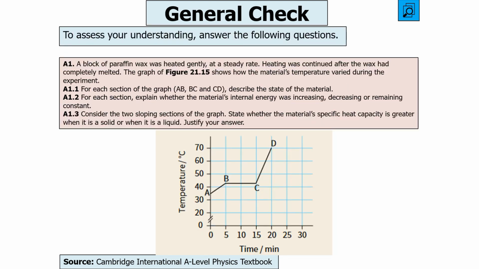The next question says, a block of paraffin wax was heated gently at a steady rate. The heating was continued after the wax had completely melted. The graph shows how the material's temperature varied during the experiment. For each section of the graph, describe the state of the material. For each section, explain whether the material's internal energy was increasing, decreasing, or remaining the same. Then consider the two sloping sections of the graph. State whether the material's specific heat capacity is greater when it is a solid or when it is a liquid. Justify your answer. So pause the video now, unpause the video and you want to go through your answer.